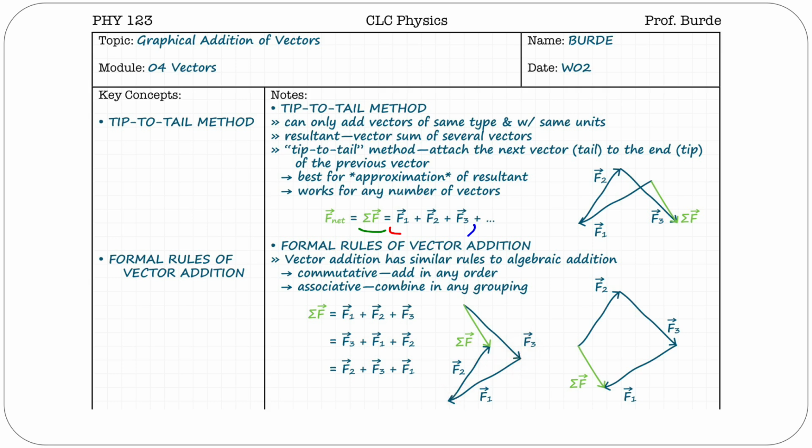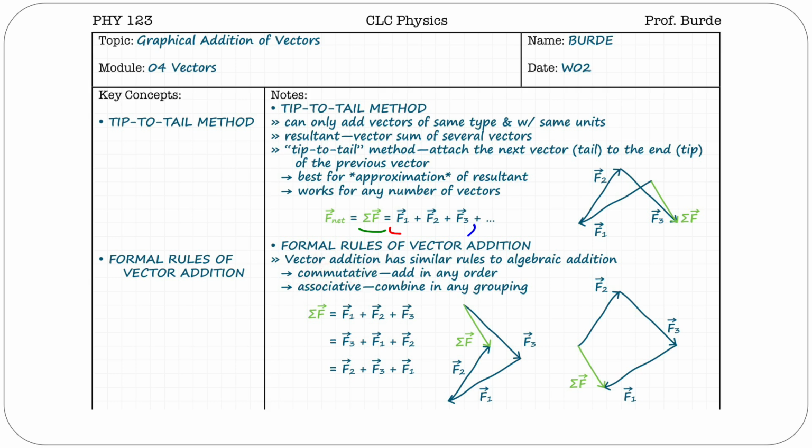If you add them in different orders, like we have here, the tip-to-tail method looks a little bit different, but notice that your resultant vectors are all identical to one another. They all point along parallel lines. They all have the same magnitude, and thus they are all equivalent vectors to one another. So it didn't matter what order we did the vector addition. We got the same answer. That is the commutative property.